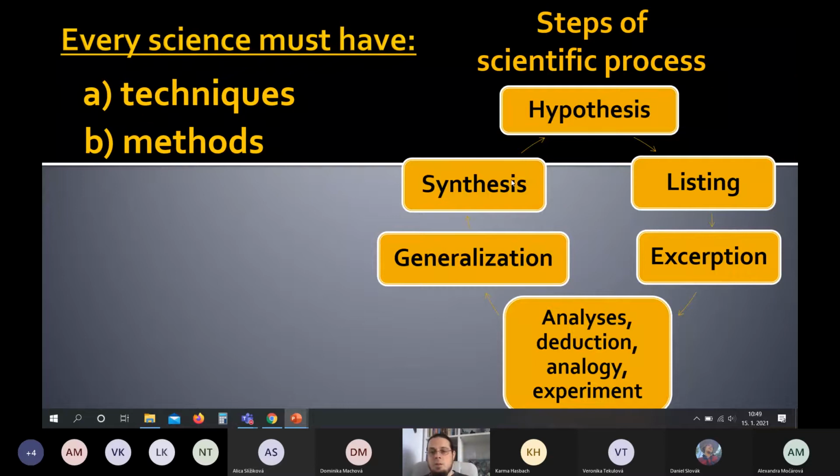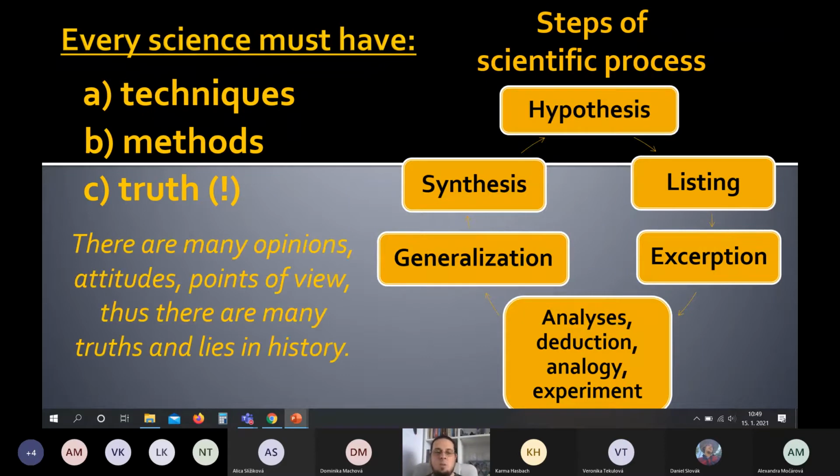In the end, this synthesis should prove your hypothesis. So we made a circle here, and we'll see whether it works or not. And eventually in history, they should be true. But you know that in history it's difficult because there are many opinions and attitudes. We talked about it many times. So there are actually many truths and lies in history about some event, and it depends on the watcher, upon the audience. Okay, what else do we have here?